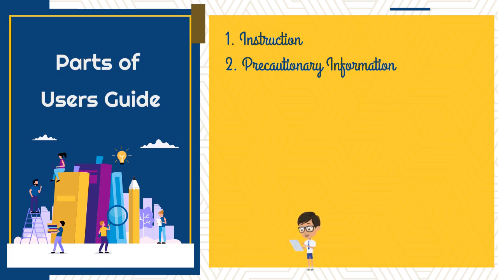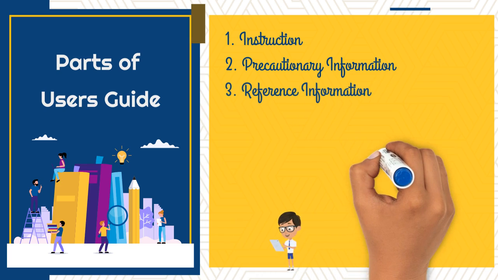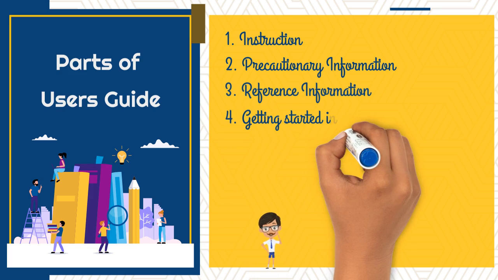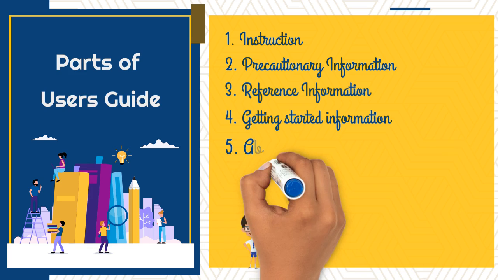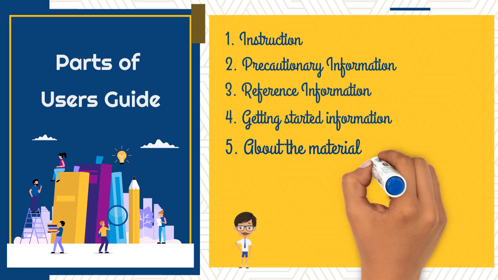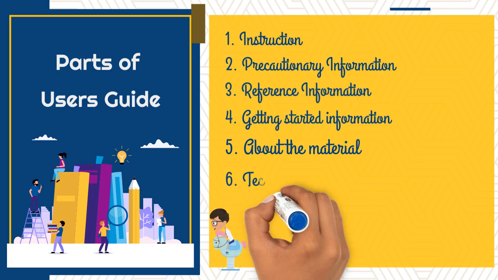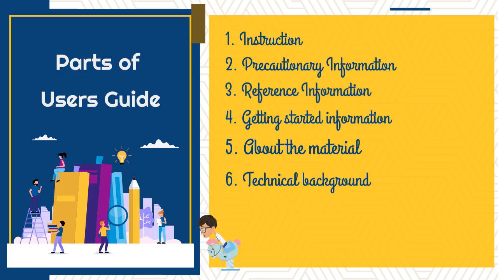Reference information. It is the list of references encountered while preparing the materials. Getting started information. A brief tutorial that helps new users get acquainted with using the product. About the material. It is a brief description of the material such as review of its features and uses. Technical background. It is the technical explanations of how the materials work, what principles are essential to its usage.